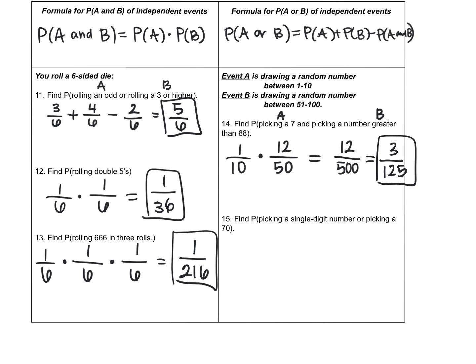So now we're going to take a look at OR. So probability of picking a single digit number, so that comes from event A, or picking 70, which is from event B. So in event A, there are 9 single digit numbers because it's the numbers 1 through 9. 10 is not single digit. So we have a 9 out of 10 chance of picking a single number, plus the probability of picking 70, which there's only one of those out of 50.